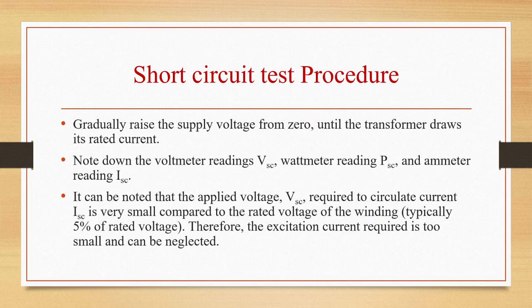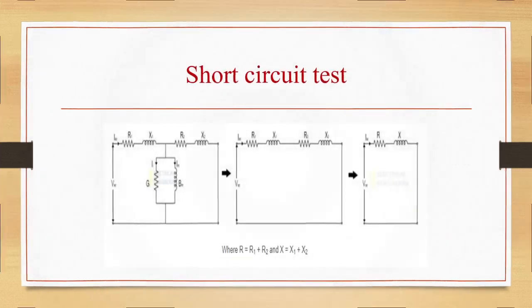Gradually raise the supply voltage from 0 until the transformer draws the rated current. Note down the voltmeter reading, wattmeter reading and ammeter reading, and it can be noted that the applied voltage required to circulate current ISC is very small compared to rated voltage of the winding. Whatever the wattmeter reading is showing, it is giving us the value of copper losses. Iron losses are neglected, as the excitation current required is too small and can be neglected.